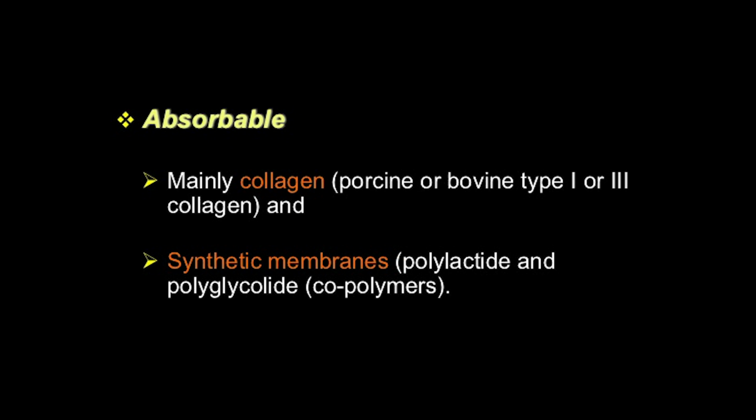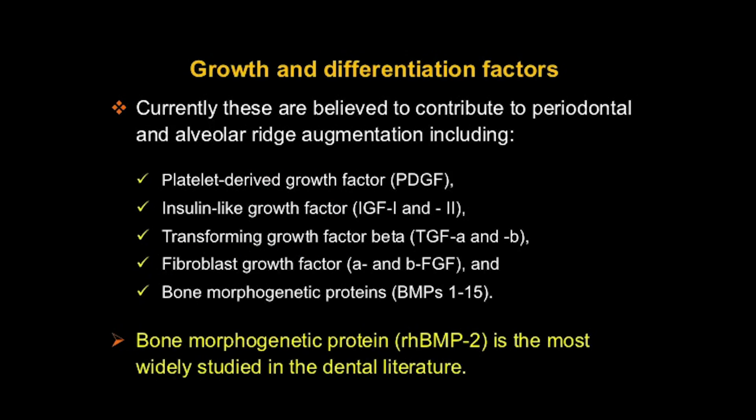Next, we will be talking about the absorbable membranes. They are mainly formed from collagen, porcine or bovine type 1 or 3 collagen material. Some of them are synthetic membranes, consisting of polylactic and polyglycolide copolymer materials. Other materials that are used to cover the grafted site or used as augmentation materials are called the growth and differentiation factors.